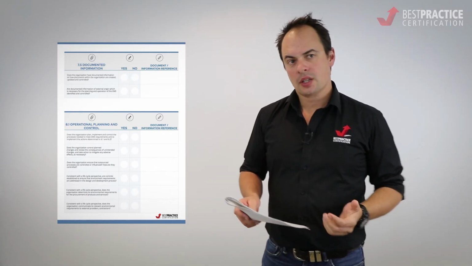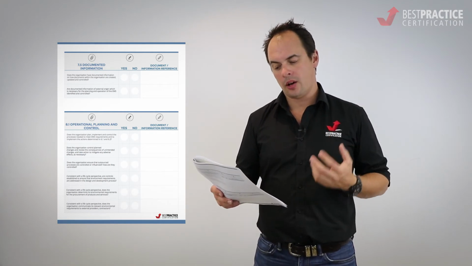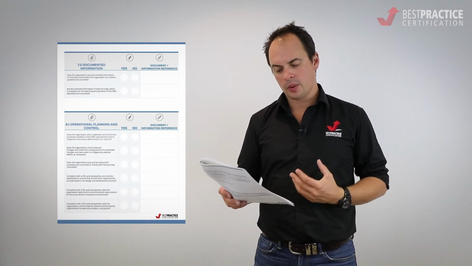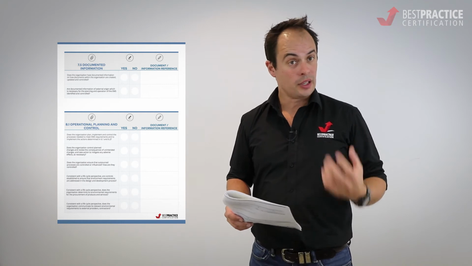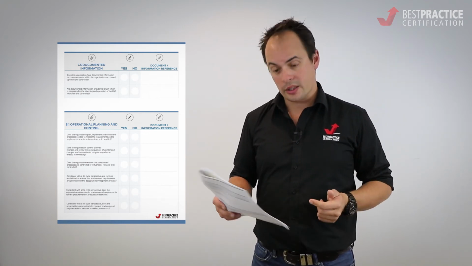Let's now move into clause 8 of ISO 14001:2015, where we're talking about operational planning and control. And in this part of the checklist, we're starting to ask questions around how you plan to manage the environmental issues and risks that you identified in your SWOT analysis and your environmental risk register.